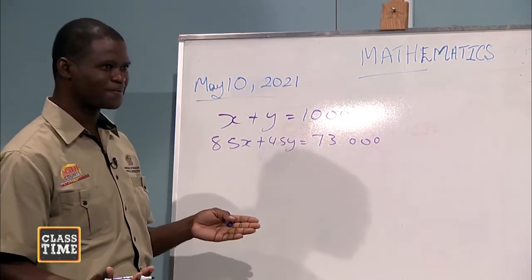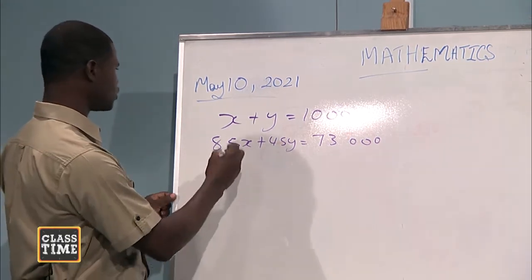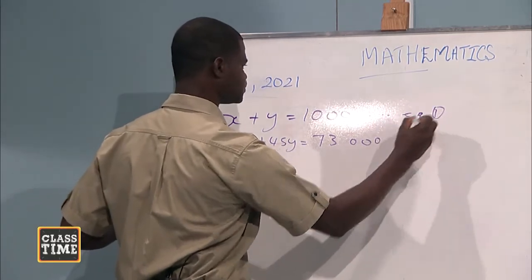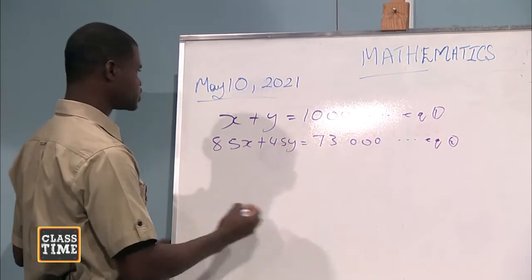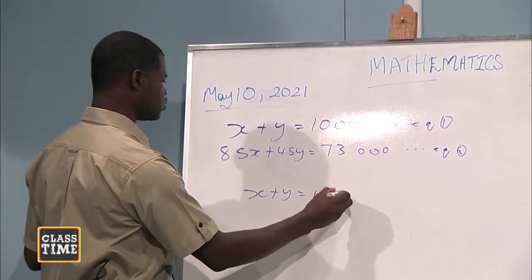Both of them are 1. Yes. All right, so I can easily use substitution. From equation 1, this is equation 1, and this is equation 2. I'm using equation 1. So equation 1 says x plus y is equal to 1,000.